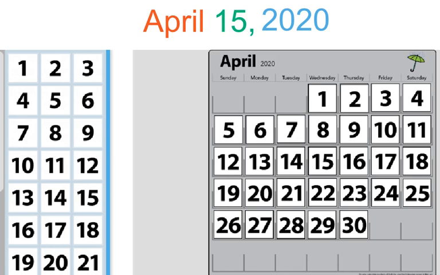Now let's look at April 15th, 2020 on a calendar. Can you find the number 15? There it is. What day of the week is April 15th, 2020? If you said Wednesday, nice job. What will tomorrow be? If you said Thursday, awesome. What was yesterday? If you said Tuesday, very nice.